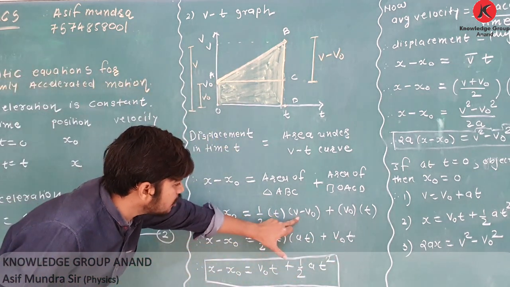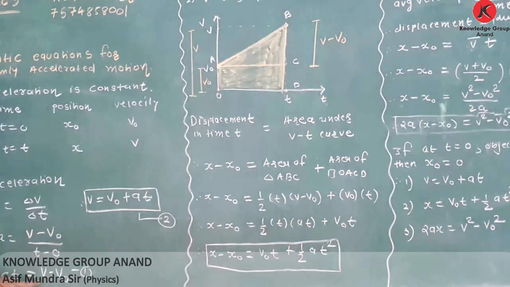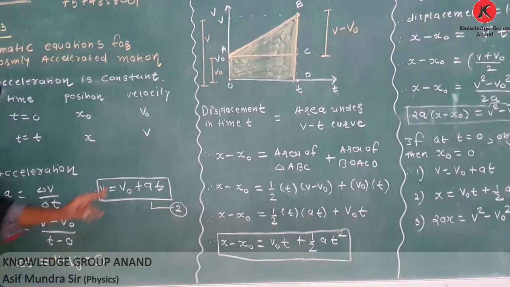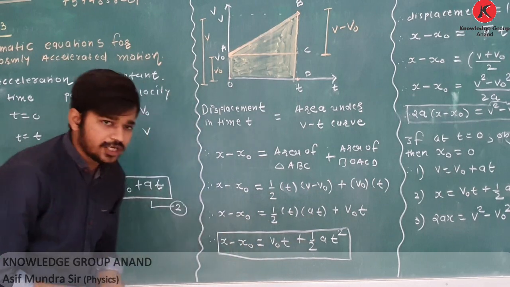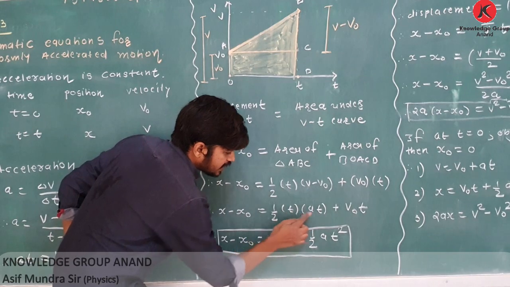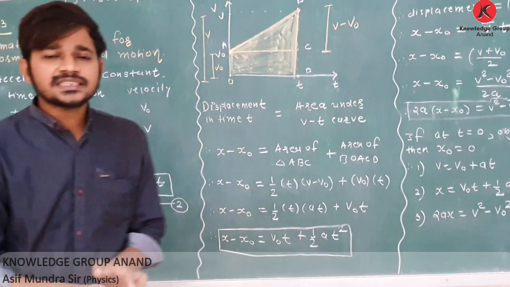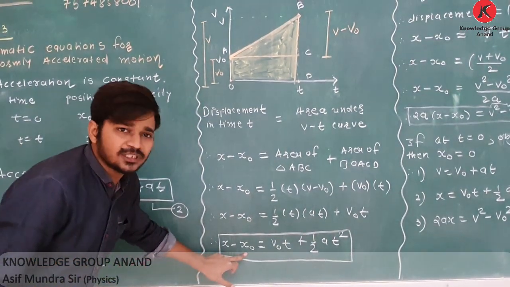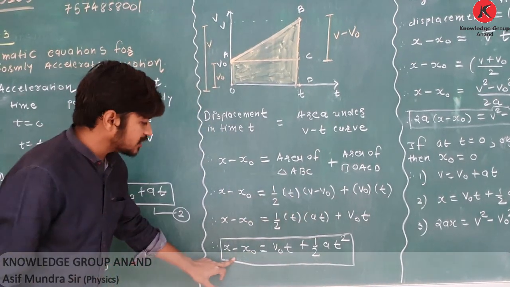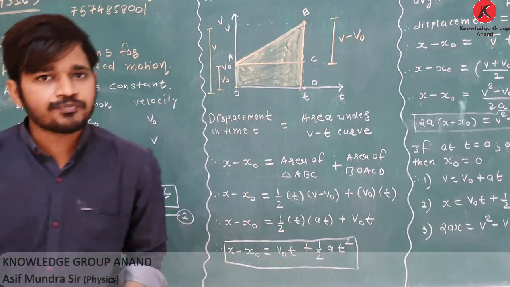Now, you have to put this value of v minus v0 from equation number 1. From equation number 1, v minus v0 is equal to at. Put it here. So x minus x0 is equal to v0 t plus t into t, this t square, half a t square. So it is the second equation: x minus x0, meaning displacement, is equal to v0 t plus half a t square. Displacement, v0 initial velocity, a acceleration, and t is time. Clear?